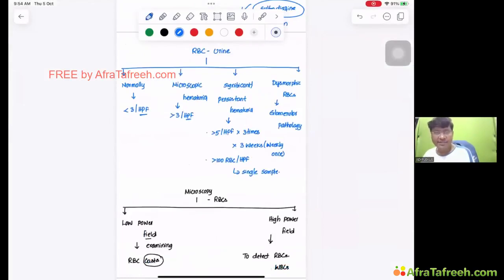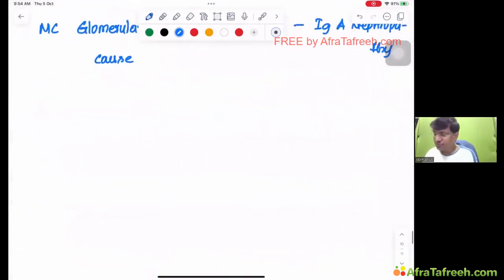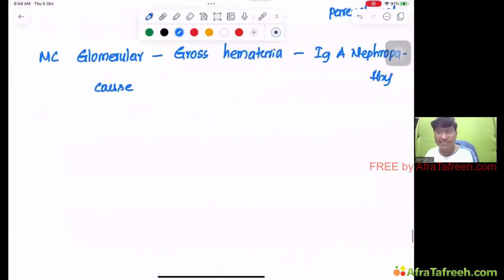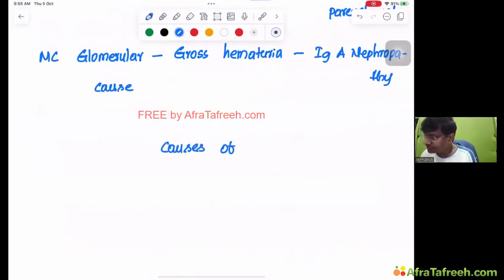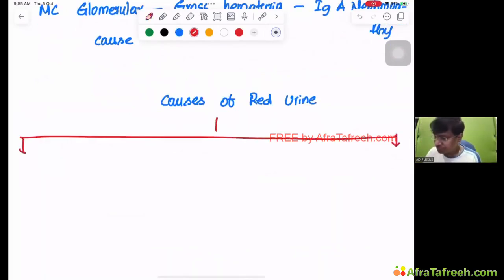Okay, now after having discussed the story of the RBCs, when do you consider normal, microscopic, significant, and dysmorphic, right? Then we should know the change in the color of the urine. If it is red in color, what do we need to consider? So the causes of red urine. Can anyone tell me which drug intake can cause red urine? Anyone? Causes of red urine.